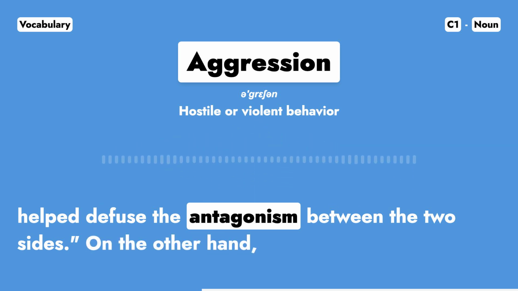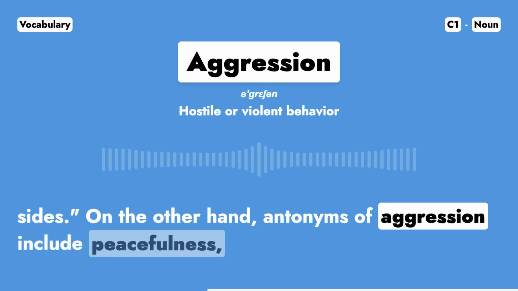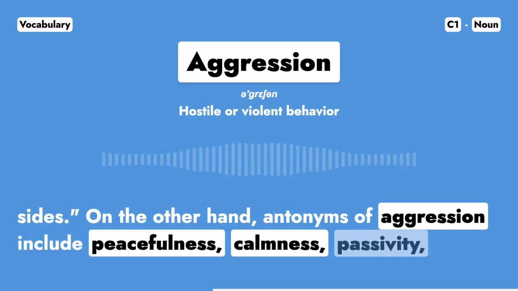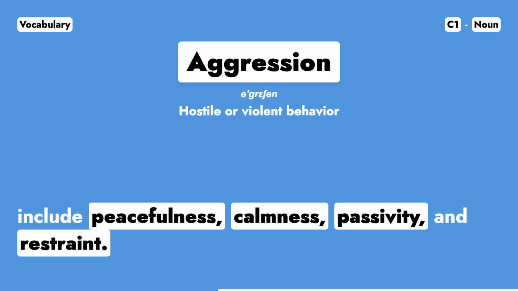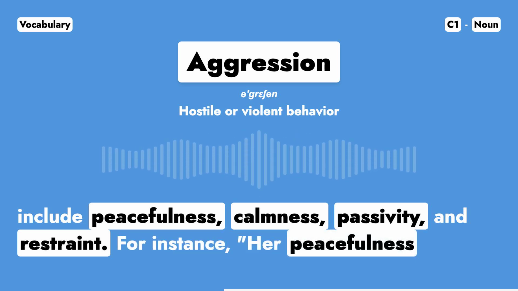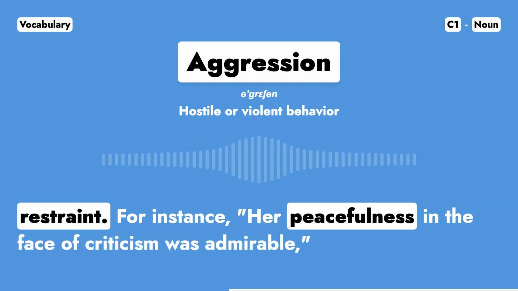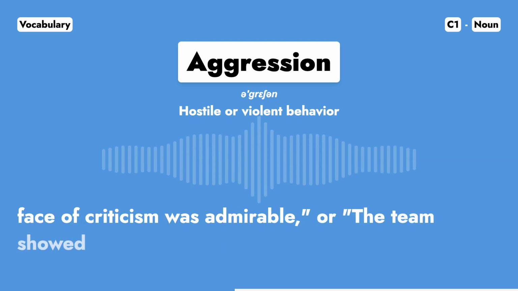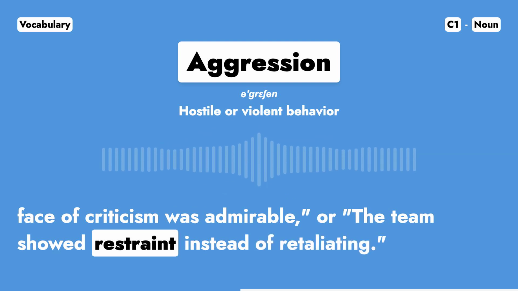On the other hand, antonyms of aggression include peacefulness, calmness, passivity, and restraint. For instance, "Her peacefulness in the face of criticism was admirable," or "The team showed restraint instead of retaliating."